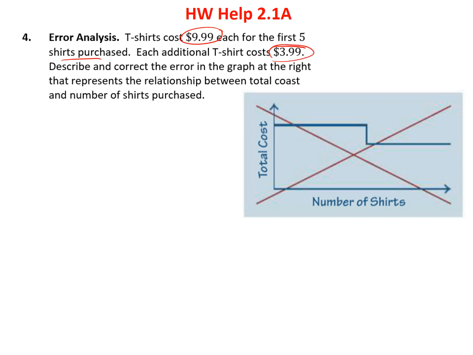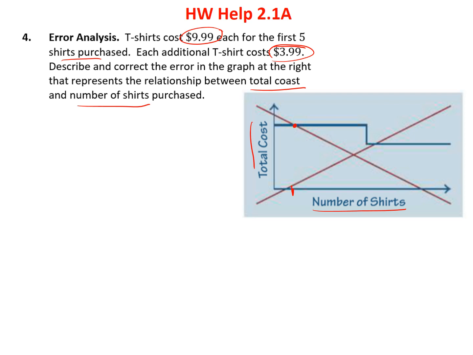Describe and correct the error in the graph at right that represents the relationship between the total cost and the number of shirts purchased. Well, the thing to notice is here's the number of shirts and here's the total cost. Notice that when I buy 1 shirt, there's the cost.